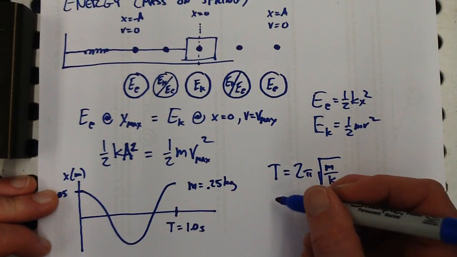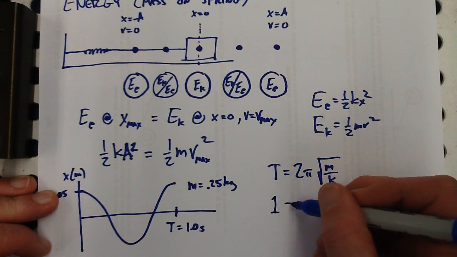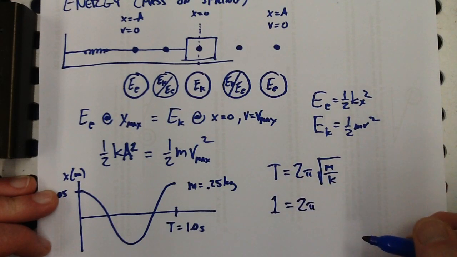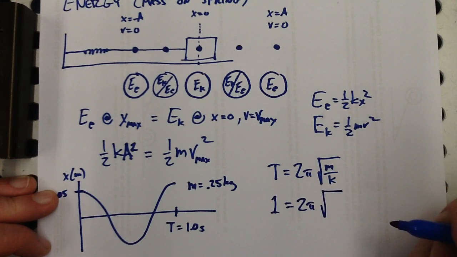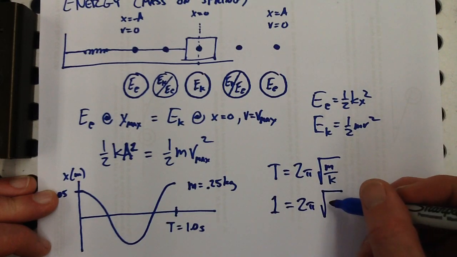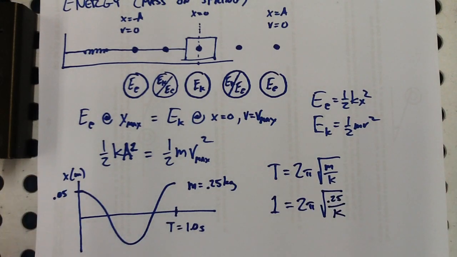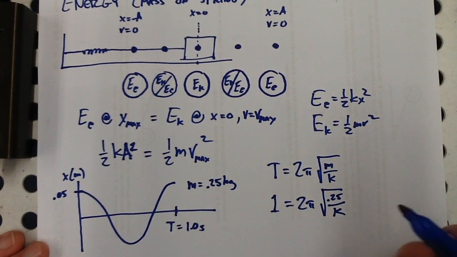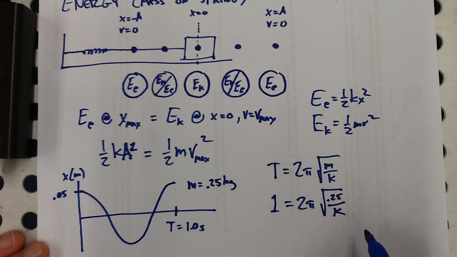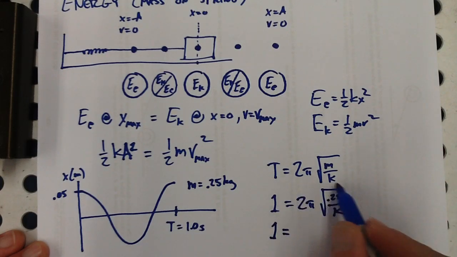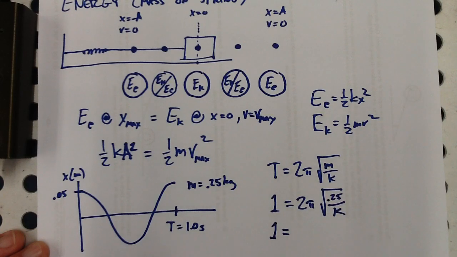So the period here is equal to 1, is equal to 2 pi times the square root of m, 0.25 over k. Now, depending on your calculator skills and your algebra skills, there's maybe different ways that you would want to deal with this. I've got pretty good algebra skills, so I'll show you what I'm going to do. I'm going to square both sides. So I'm going to square the 1, which is still 1. I'm going to square this side, which means I have to square all of the bits, because I want to try to get rid of that square root sign.